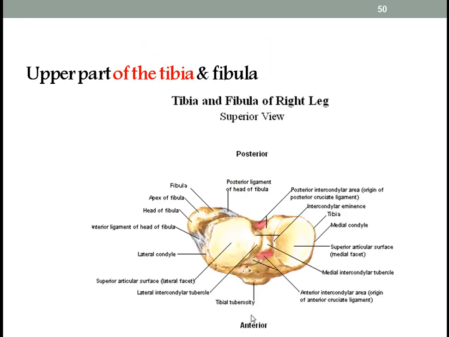If we look at the tibia and the fibula from above, you can see again this is the medial condyle, and this is the lateral condyle. This is the head of the fibula, and here is the apex. The apex is a little bit posterior. And as we see here, these are the intercondylar tubercles, the medial, and this is the lateral. And here, this is the tibial tuberosity.